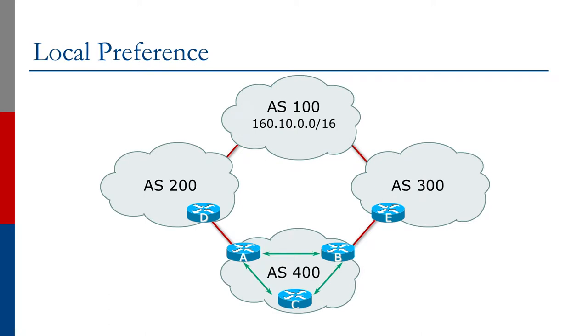The next BGP attribute we're going to look at is the local preference. Now, if you have a look at the diagram, we have four autonomous systems displayed there. We're sitting in AS400, and we see that AS100 is originating the 160.10/16 address block. How do we get from AS400 to AS100?